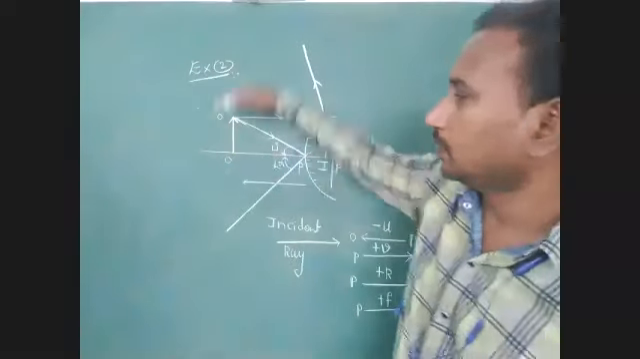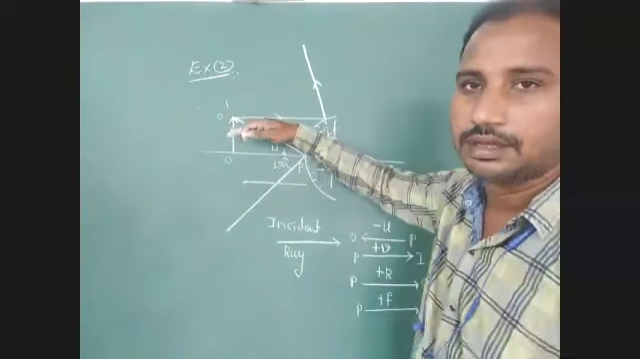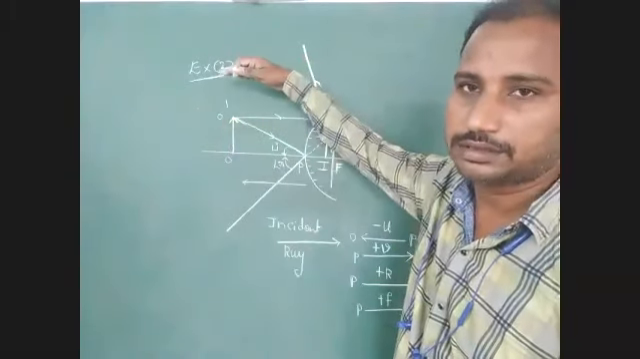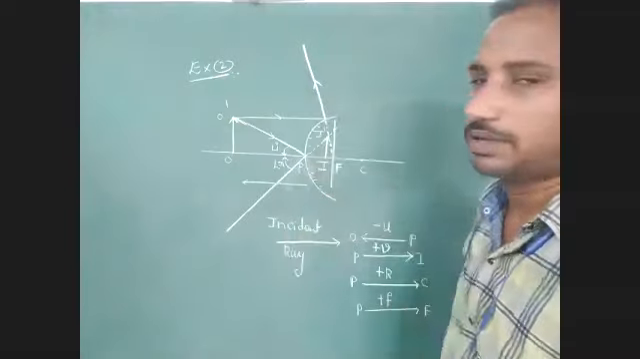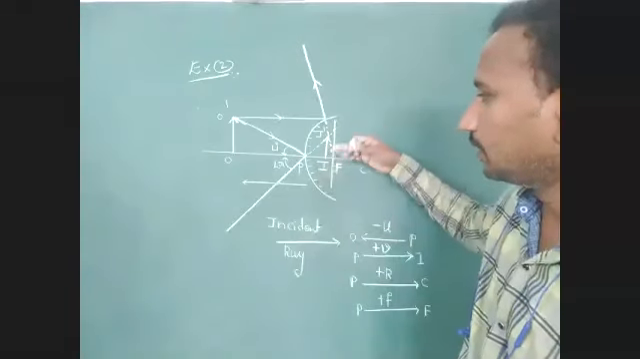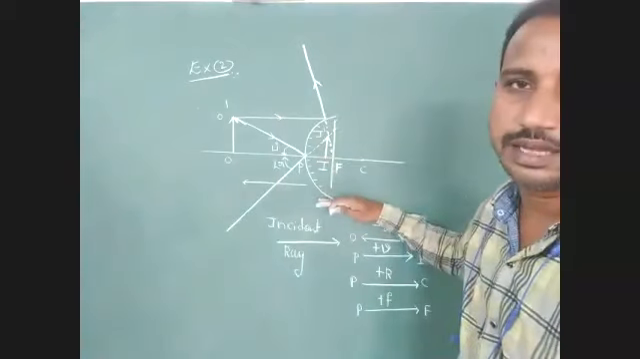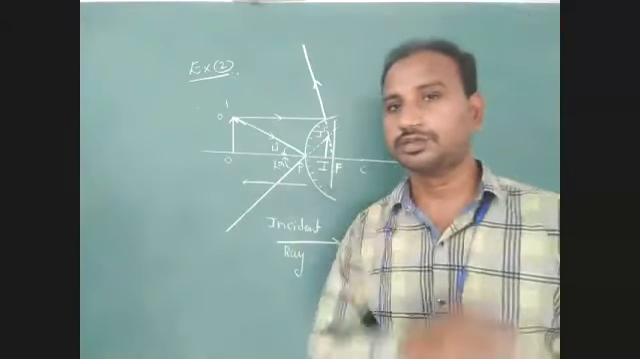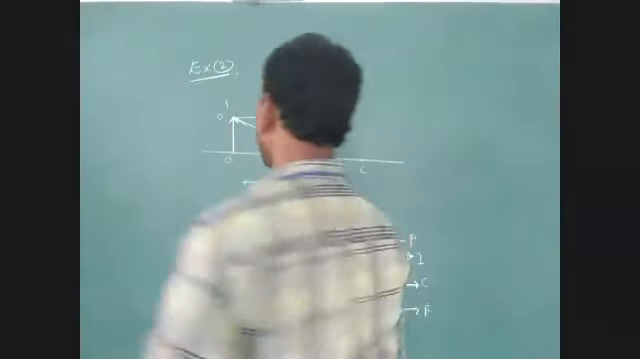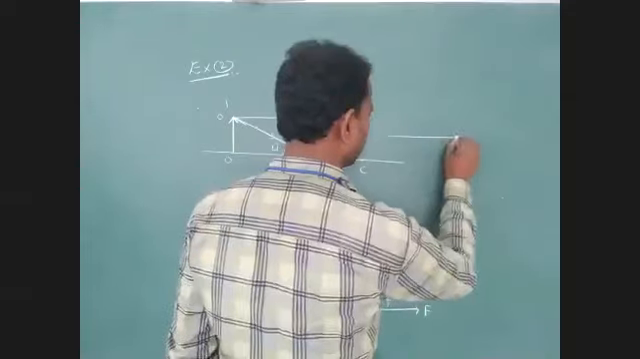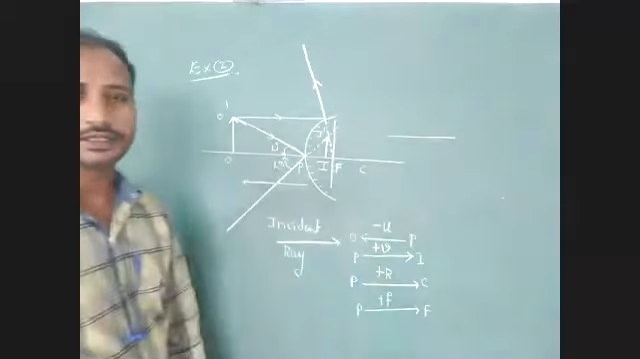Here, calculating the height of the object: height of the object along the positive y-axis, or above the principal axis, has a positive sign convention. Height of the image or object below the principal axis gets a negative sign convention. So here you have to give the sign convention. The principal axis is the reference line.